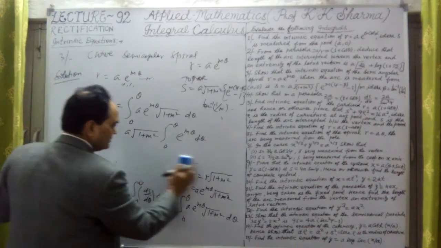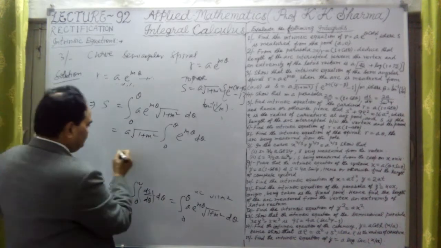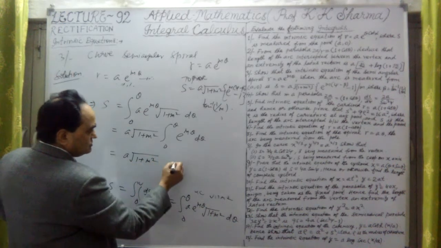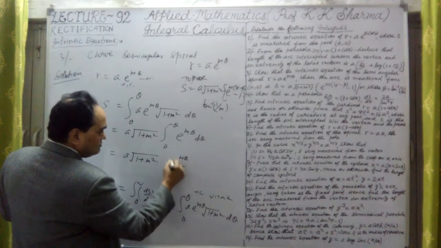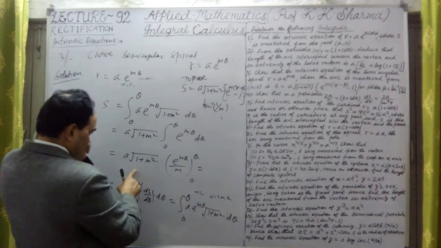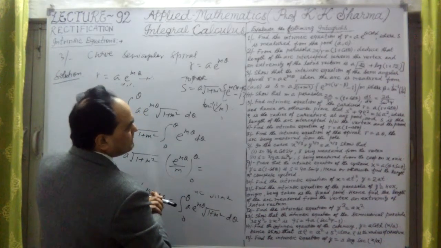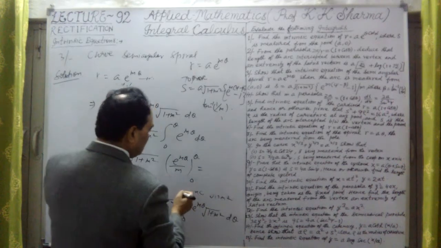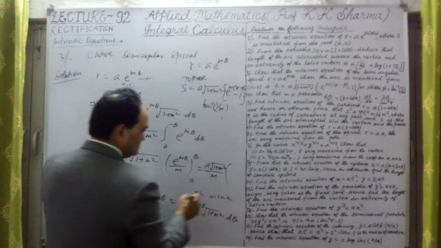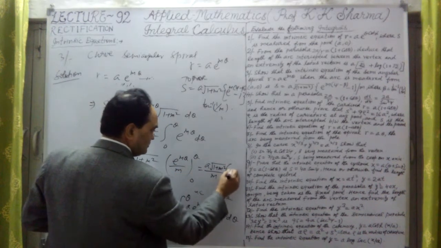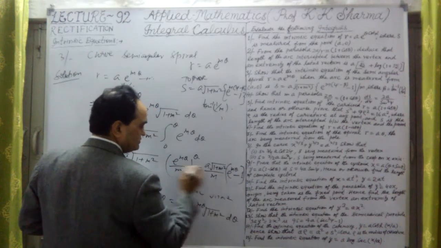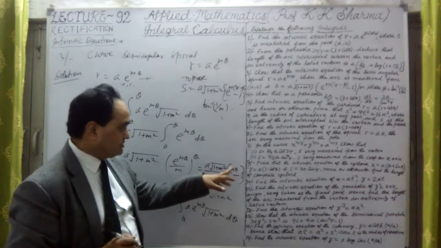So what it will give us, let me write here. It will give us a under root 1 plus m square. Now this integral of e raised power m theta is e raised power m theta upon m, from 0 to theta. This m can be taken outside, that is upon m. This is equal to a under root 1 plus m square divided by m, within bracket e raised power m theta, same value, minus, lower limit is 0, e raised power 0 is 1. This is 1 here.